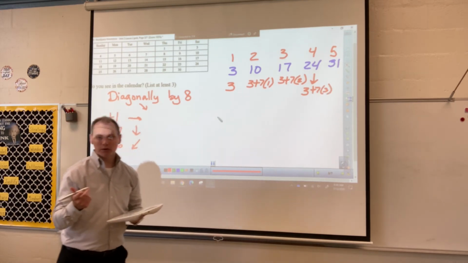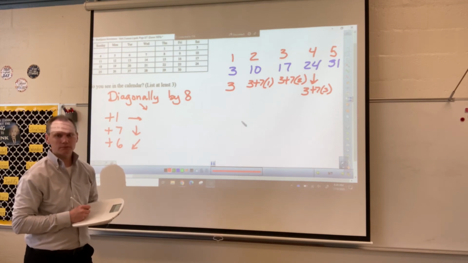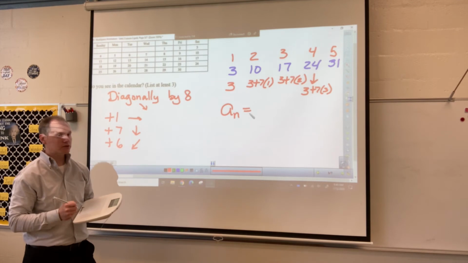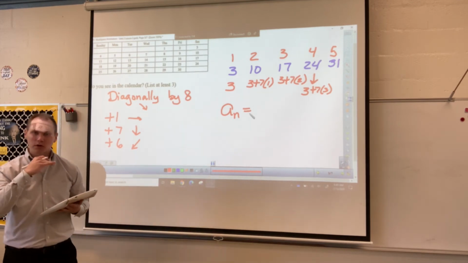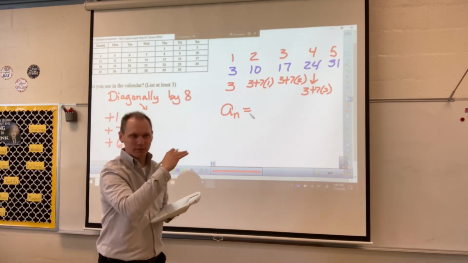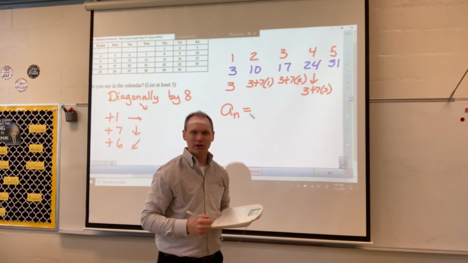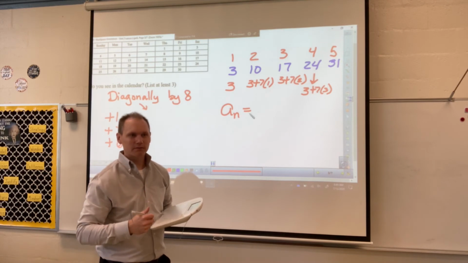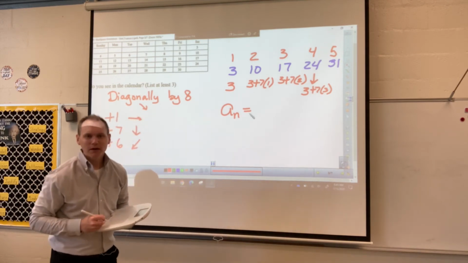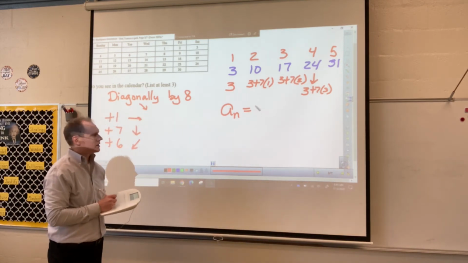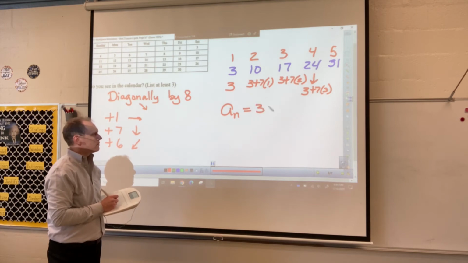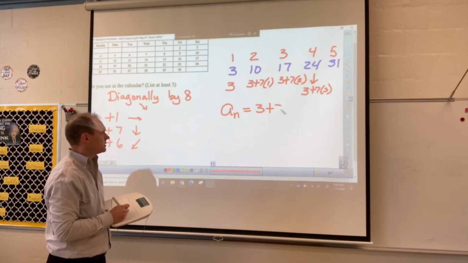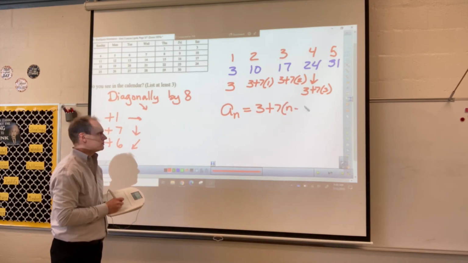So were you able to come up with a formula for this? Okay, so a sub n equals, did you do recursive or explicit? Explicit's the one where we can jump to any term at any time that we did there at the end. You did explicit? Did everybody do explicit? That's probably the one that we finished on. So that was the one where it was like 3 plus, what's the common difference? 7 times n minus 1.